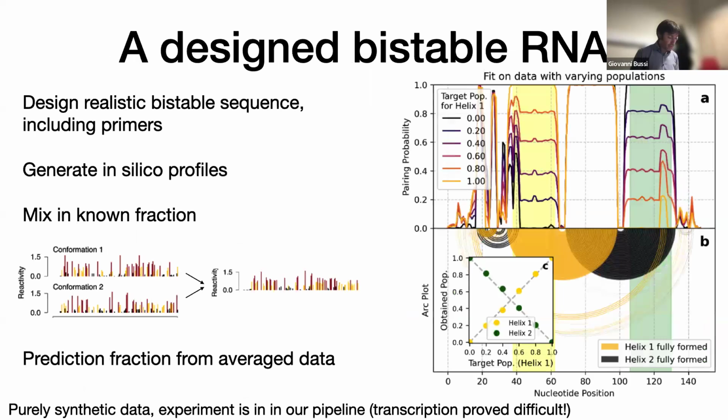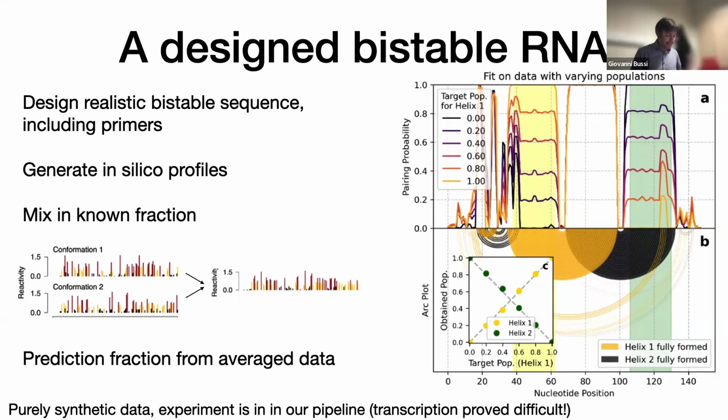So we try to use our method in this type of application. And let me remind you, we do not use these correlations. We just use the average modification rates. So this is a designed bistable RNA. You see from the arc plot, it's just two competing hairpins. One is shown here and the other one is shown here. And what we do is we construct two ensembles with either one or the other hairpin.